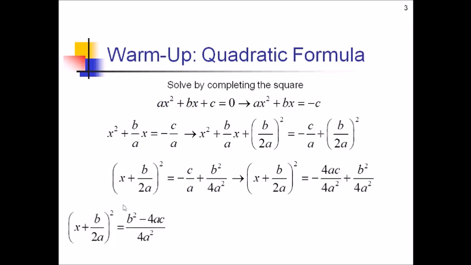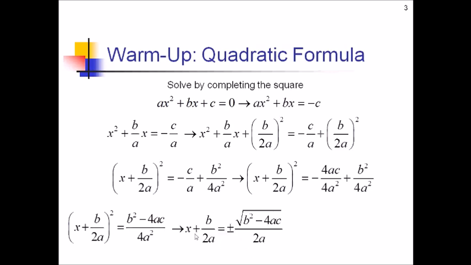Now we're going to square root both sides so we can start getting to that x in there. So that'll have x plus b over 2a on the left equals plus or minus, I have to square root the numerator and denominator. So we can't really do much with the b squared minus 4ac. We'll just call that square root of b squared minus 4ac. But the 4a squared we can square root. That's going to be 2a.